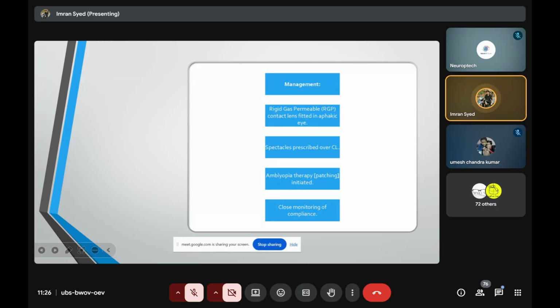Because RGPs cannot come in huge amounts of power. They cannot come in plus 14 or plus 15 power. So you correct the maximum power you can through the RGP, and over that you will prescribe spectacles. So that's the explanation of the management plan between these two cases. Okay.